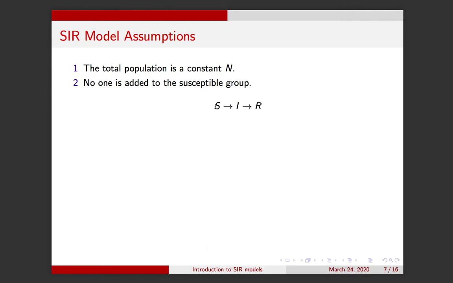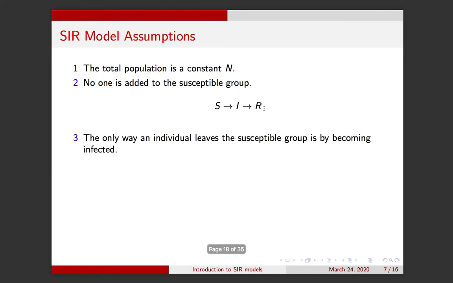So here's sort of a flow diagram for the process for the populations. Susceptibles can become infecteds, and then infecteds become recovereds. So the only way an individual leaves the susceptible group is by becoming infected, right? Again, that's just part of this flow diagram here. So a susceptible at the beginning of an outbreak either stays susceptible because they never get the disease, or they get the disease and become infected, and then eventually make it to the recovered group.